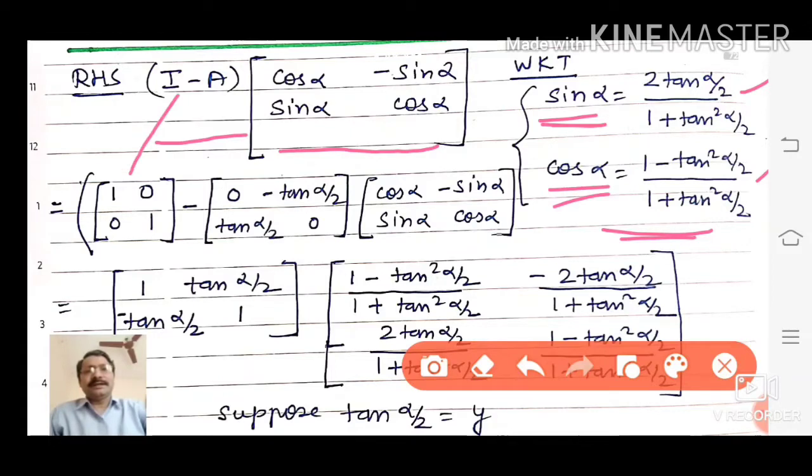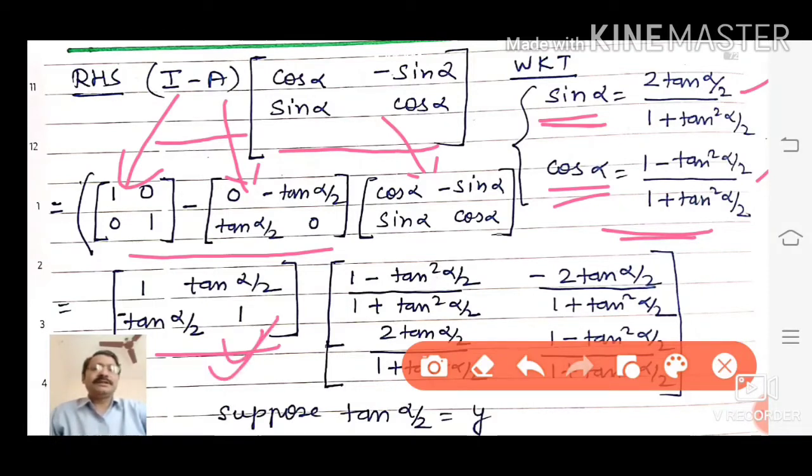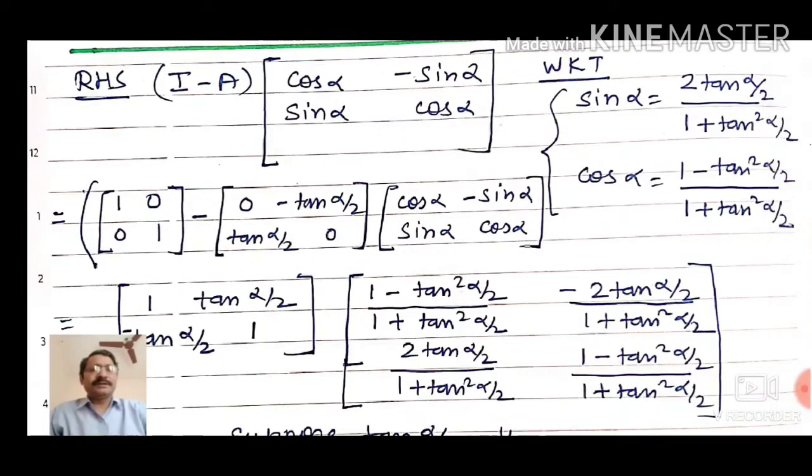Now what is I? I is an identity matrix of order 2. A you write from the question, and the second matrix we write as it is. Now you subtract this first, so you get this format: 1 minus 0 is 1, 0 minus tan alpha by 2 is minus tan alpha by 2, 0 minus tan alpha by 2 is tan alpha by 2, and 1 minus 0 is 1. So you get this matrix. In the second matrix, in place of cos alpha you put this value, in place of minus sin alpha you put this value, in place of sin alpha you put this value, in place of cos alpha you put this value. We will get this type of format.